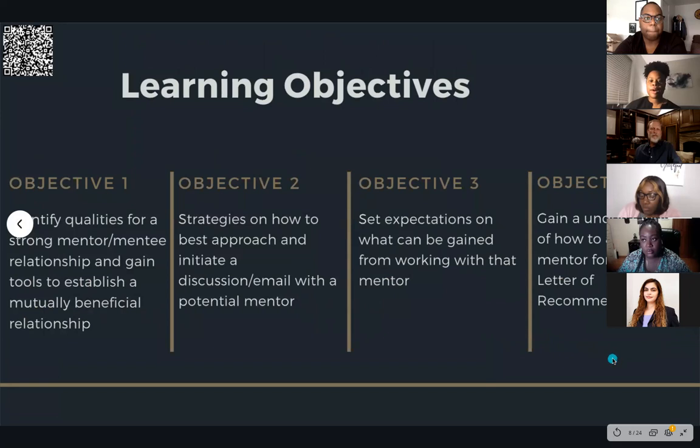Okay. So for those of you who are in medical school, you're very familiar with learning objectives. For those of you who aren't, learning objectives are what the lecturer hopes to accomplish, or hopes for you to walk away with by the end of this talk.